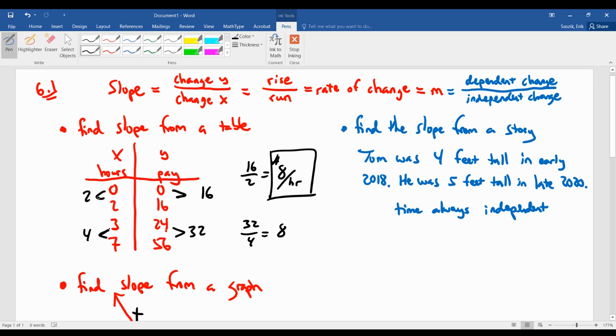Okay? So that's from a table. You want to do these. These are called the carets out on the side. You want to do the carets, and then just make sure you put this number over this number to find the slope.